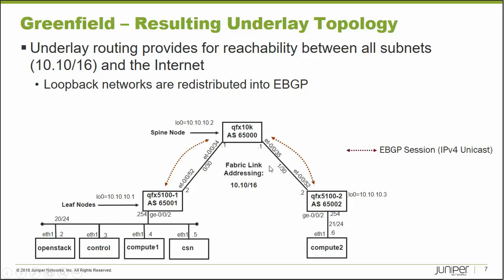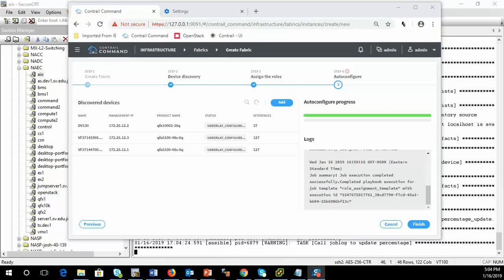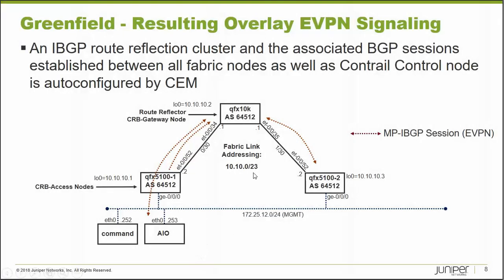So again, even though the AIO is going to configure this, which is next, it does do, oh sorry, I'll take that back. Give me a second, I'm going to modify this. Okay, so sorry, I had a bad diagram before, but here, notice, remember I've got the Command and AIO server. It will auto-configure this overlay of EVPN sessions with the QFX acting as a route reflector and a CRB gateway node, and these devices acting as CRB access nodes.